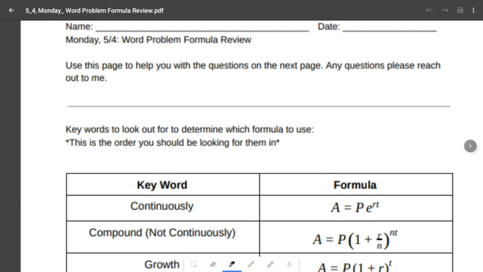All right, so we're going to be reviewing the word problems this week so that at the end of the week you're going to take a quiz on it. So today should be nice and simple. We're just going to compare the different formulas and when you would use each one to try to help you out, because I know it gets a little confusing with so many formulas. So this first page here kind of sums everything up for you.